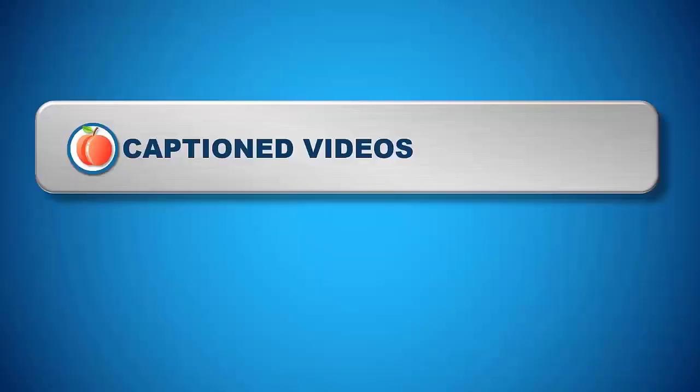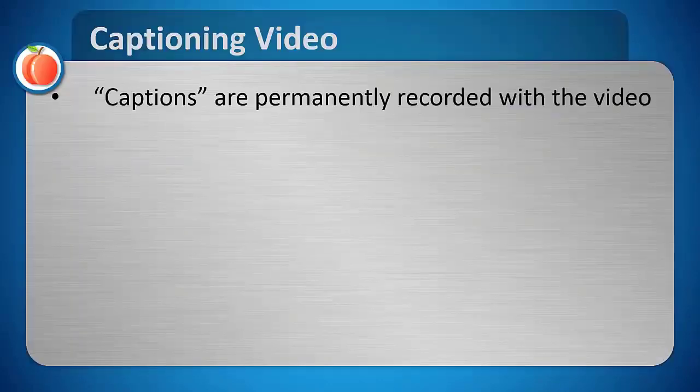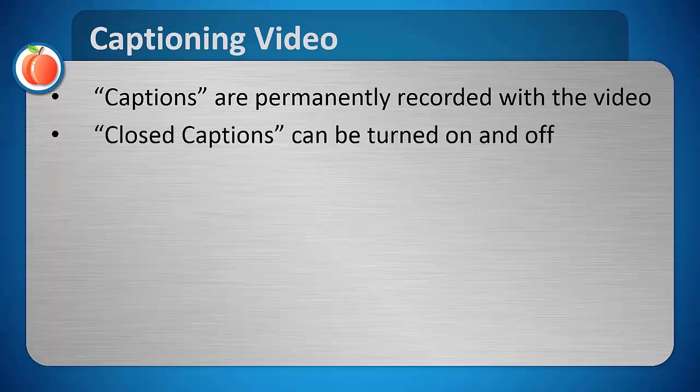Okay, now let's look at the options for captioning videos. Sometimes you'll hear the word captions, sometimes you'll hear the word closed captions. A lot of people think that's the same thing. They're actually two different things. Captions are permanently recorded with the video. In other words, it's recorded right on the video screen and it's permanent. Closed captions are captions that can be turned on and off. Closed captions are preferable because someone who doesn't need captions can turn it off so it's not distracting.